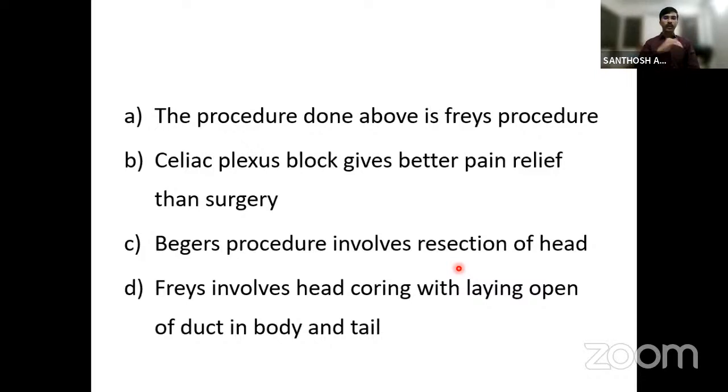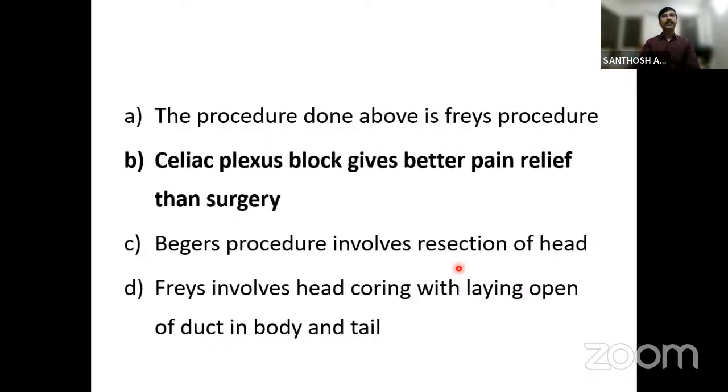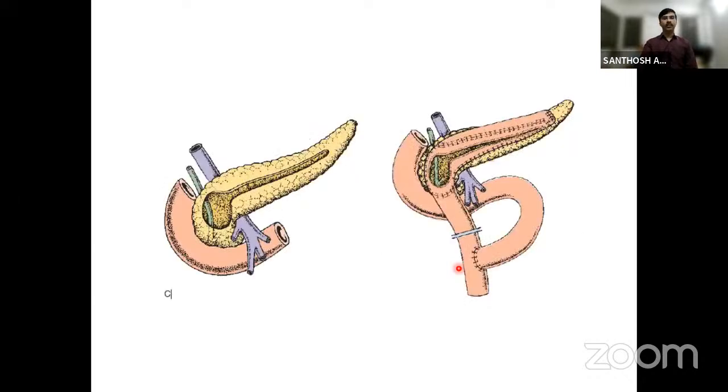No. Beger procedure involves resection of the head along with transection of the neck. Frey procedure involves coring of the head with laying open of the duct in the body and tail. So definitely surgery gives better pain relief when compared to celiac plexus block. So this is what is done in Frey procedure: the head is cored and the duct in the body and tail is laid open.